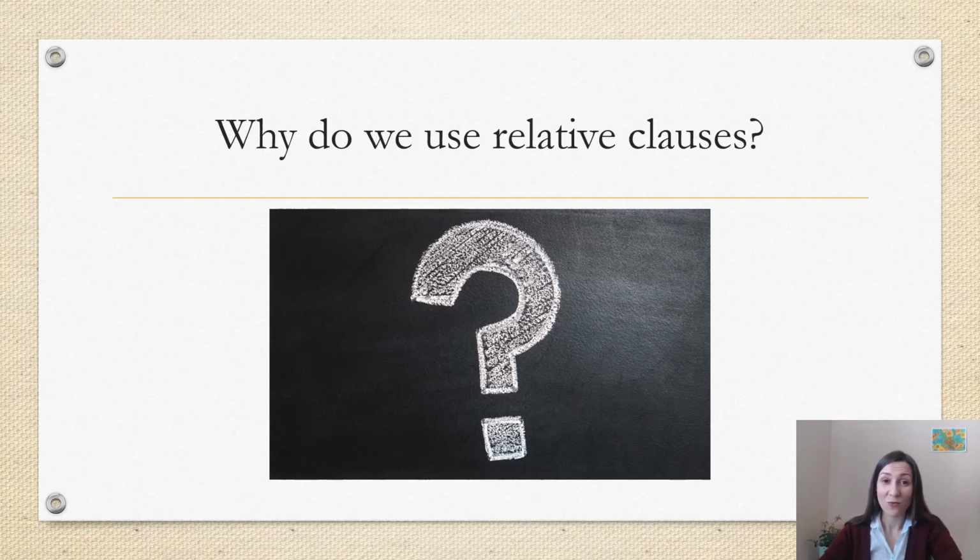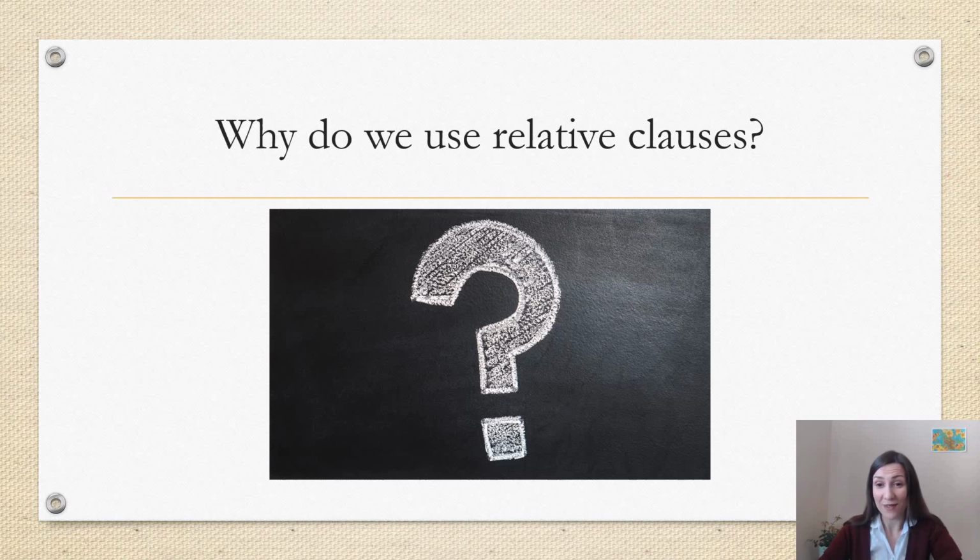And we start with why we use relative clauses. By the way, what is a clause? Have you thought about that? A clause is something like a sentence. It has a subject and a verb. But sometimes one sentence can have more than one clause. It becomes a complex sentence rather than a simple sentence.